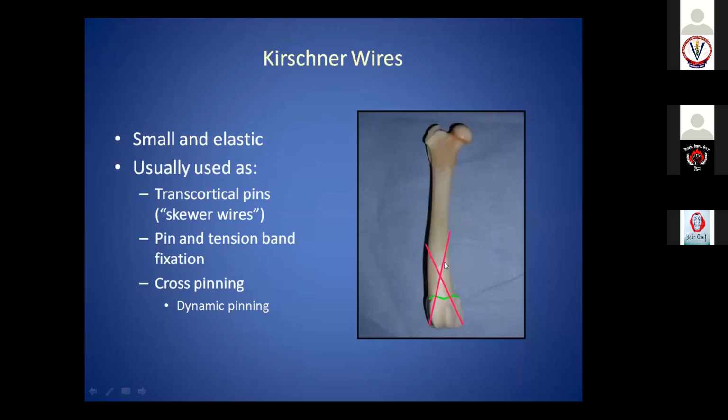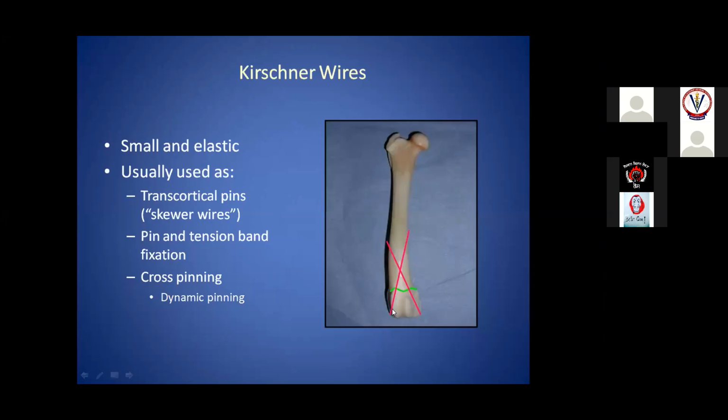Suppose this is a fracture in a femur. You have this fracture line here. You can use K-wires in this fracture. We call it cross pinning. So what you have to do is, this is the lateral surface of the femur, this is the medial surface of the femur. You enter with the K-wire at the lateral condyle, cross the fracture line, and exit from the medial cortex. Again, from the medial condyle, cross the fracture line, and exit from the lateral cortex.